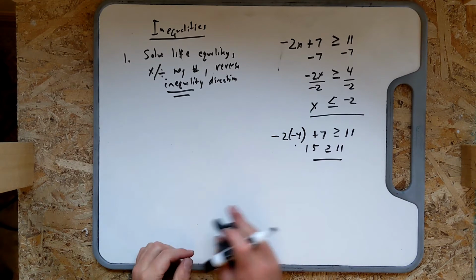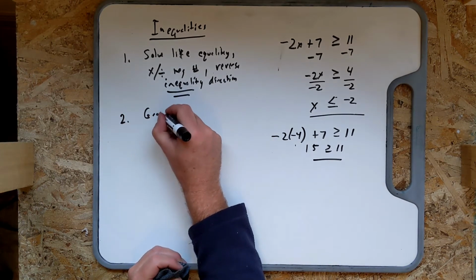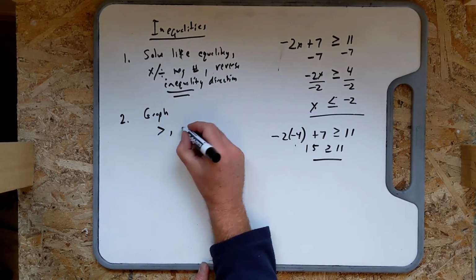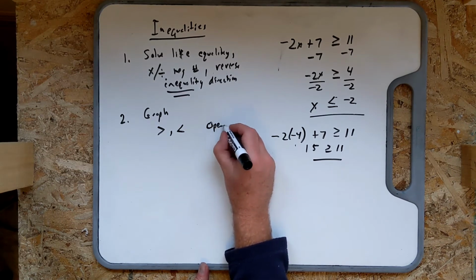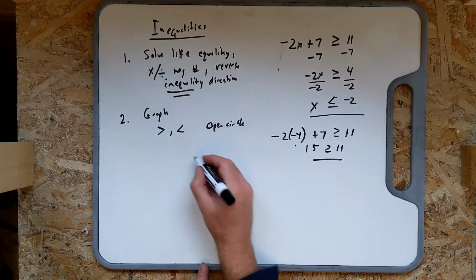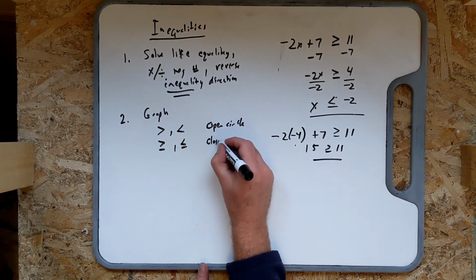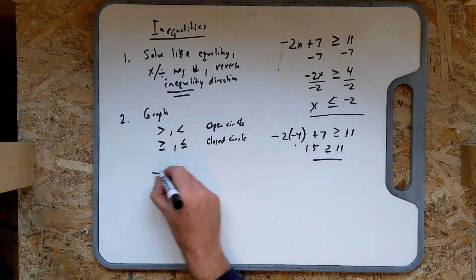Okay, that's how you solve them first. Now, next thing you need to do is how do you graph them? To graph them, if you have a greater than or a less than, you write an open circle to start with. If you have a greater than or equal to or less than or equal to, you write a closed circle or dot. So I'll show you what you mean with this problem.